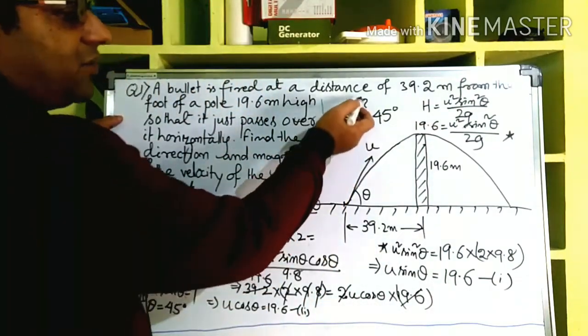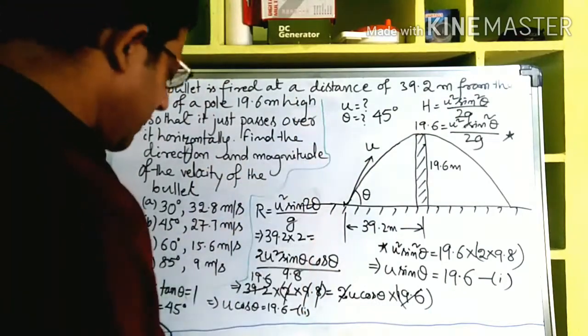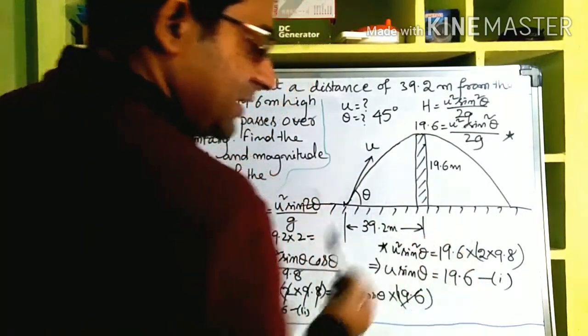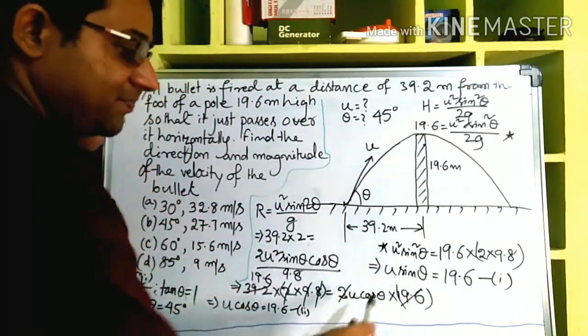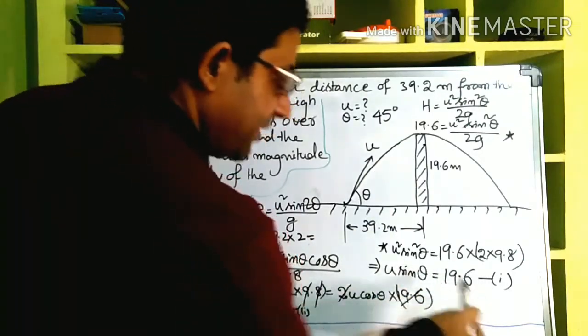But it is asking already: u is equal to what, with what velocity it is fired. That means u also we have to find out. Now we have the equation u sin theta is equal to 19.6. Theta is 45, we got already. Put that to theta and you get u is equal to 19.6 divided by sin theta.